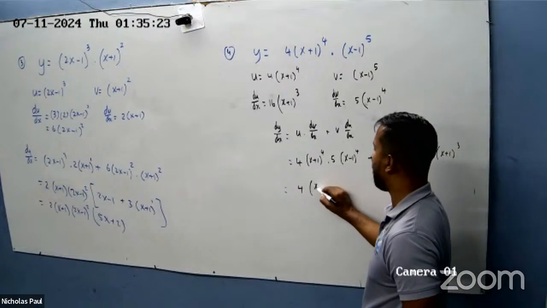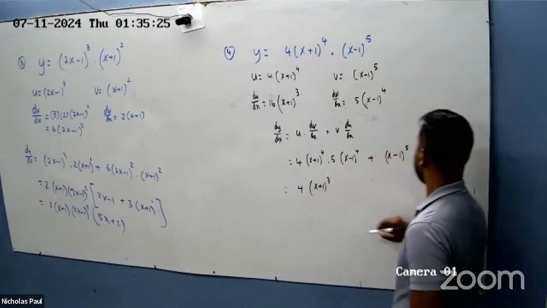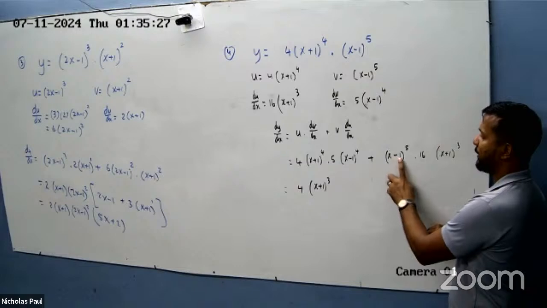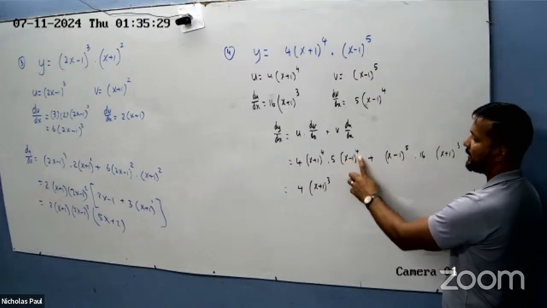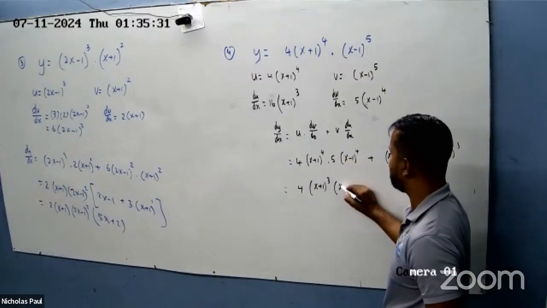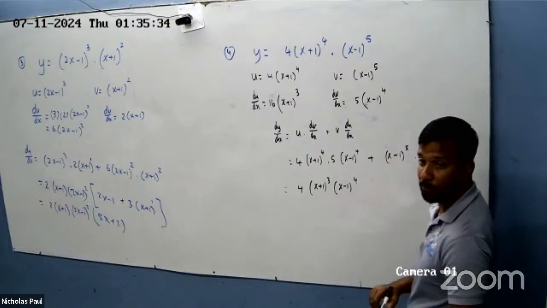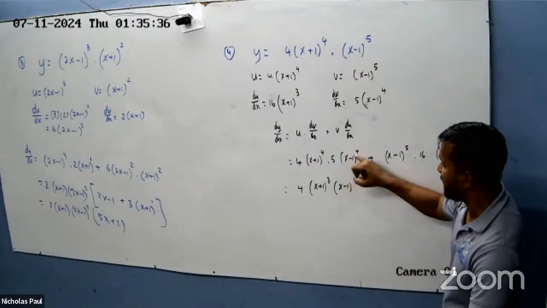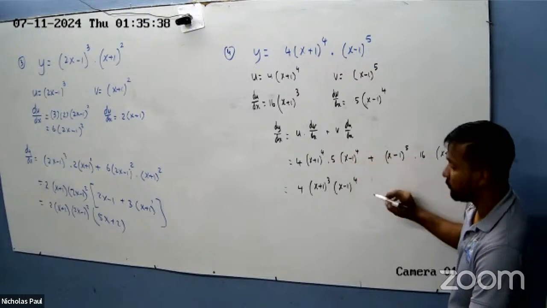Take out the smaller one. Right? Take out the one with the cube. X minus 1 to the 5, x minus 1 to the 4. Take out x minus 1 to the 4. Right? So you're always taking out the one with the smaller power.